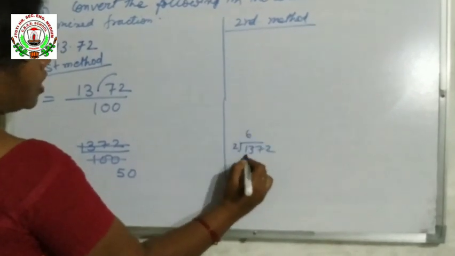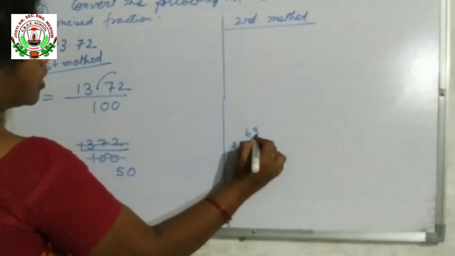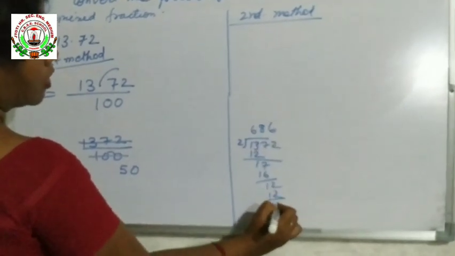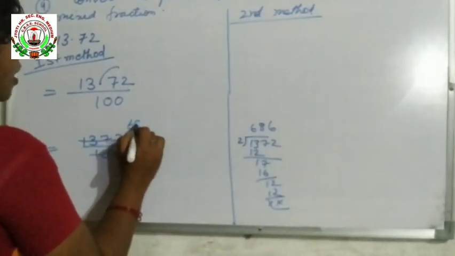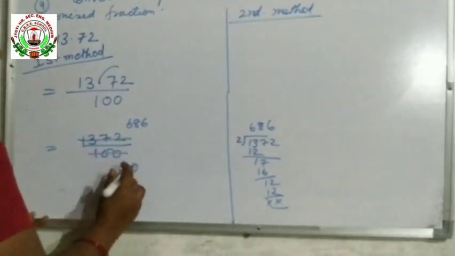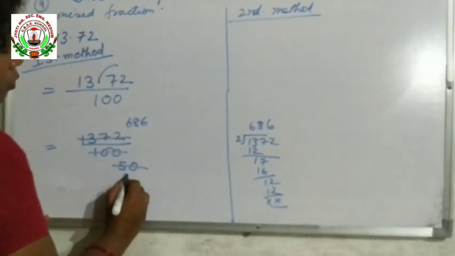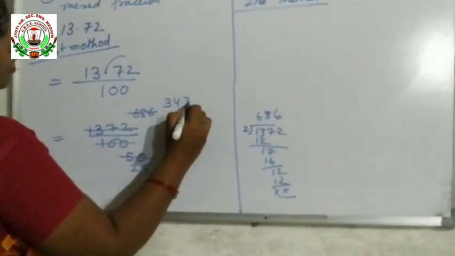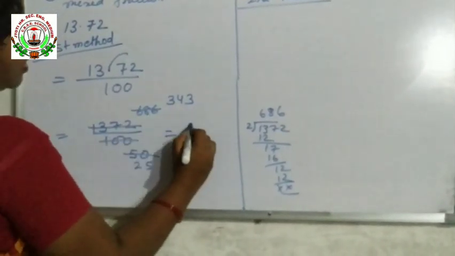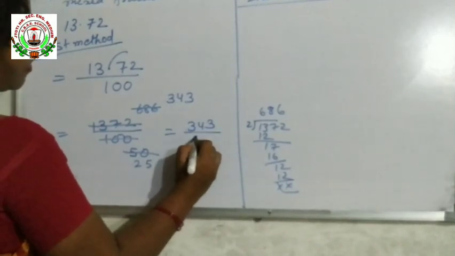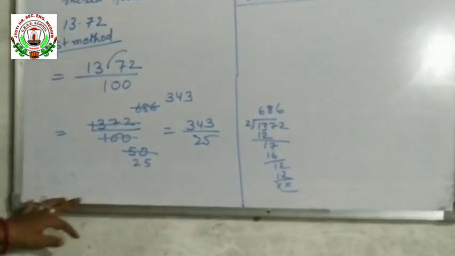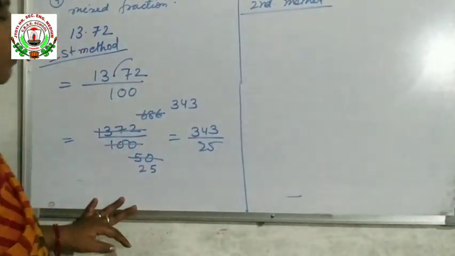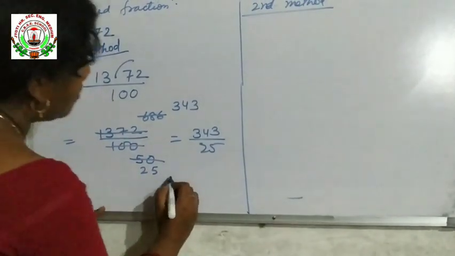1372. 2 6s are 12. 2 8s are 16. Then 2 6s are 12. What will come? 686. Again it is an even number and it is also divisible by 2. 2 2s are 4. 2 5s are 10. 2 3s are 6. 2 4s are 8. 2 3s are 6. What will come? 343 by 25. Now it is not divisible by the same number. So what will you do? You will convert this number into a mixed fraction.